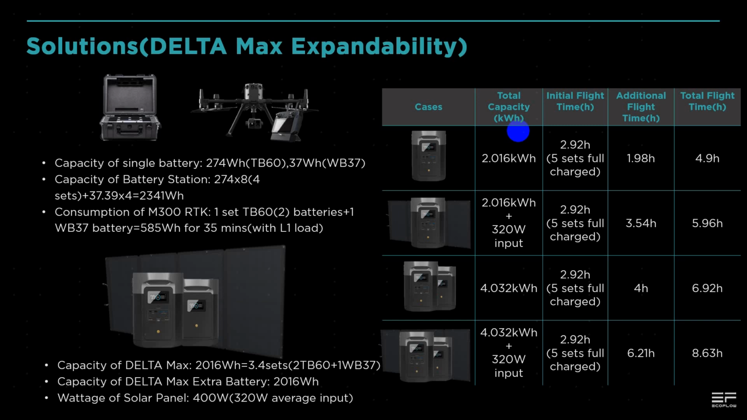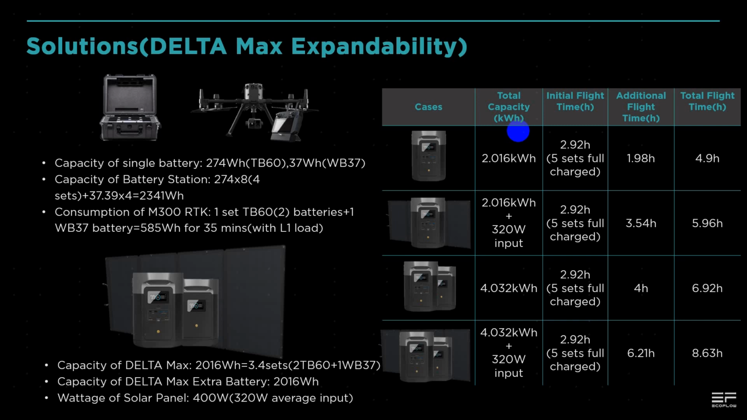The capacity of its extra battery is the same, and the average input power of our solar panel can be calculated at 320 watts. From the red sheet, we can see the total flight time with our solutions. Let's assume 5 such batteries are fully charged. It can support the M300 RTK to fly for 2.92 hours. And if you only use one Delta Max, the total flight time is 4.9 hours.